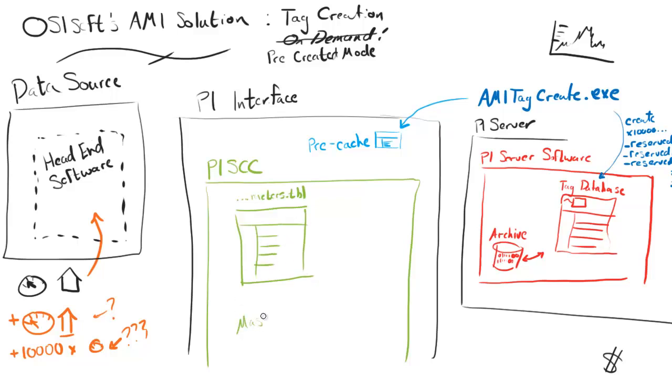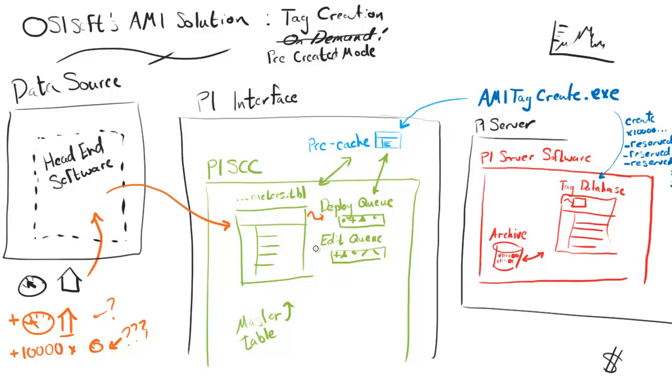Once a new meter is created and it's put into the meters.table, the master table, if there is a reserved tag available, it will consult with the pre-cache file and then put a command into the deploy queue to rename that reserved tag to now match the meter, the new meter. Also, there's an edit queue which allows tags to be edited as well, just like the on-demand mode. Okay, so we have a new meter, it comes into the master table, then it's sent to the deploy queue, and then it's sent out to the tag database on the Pi server, which will take one of those reserved tags and rename it into a new name for the meter.